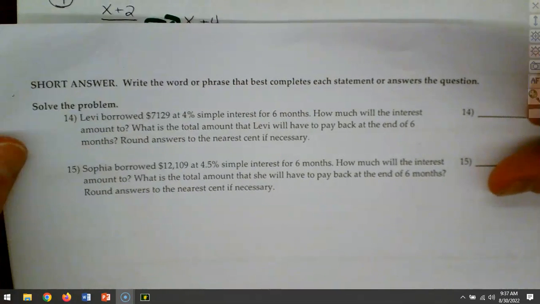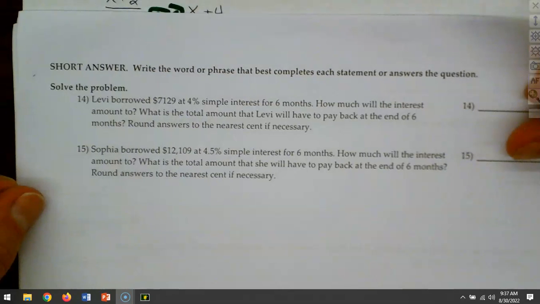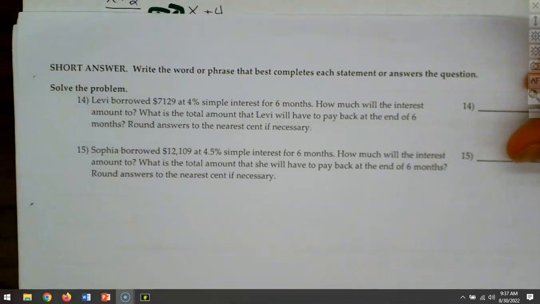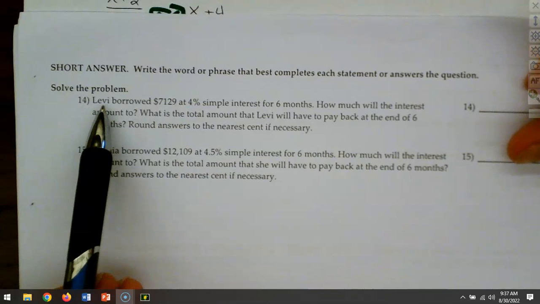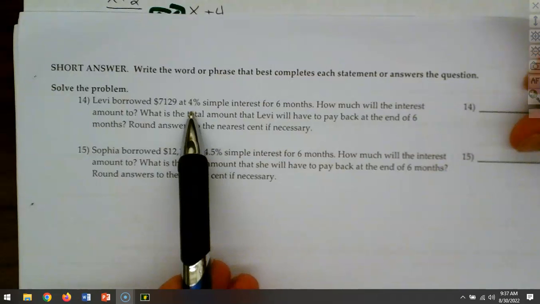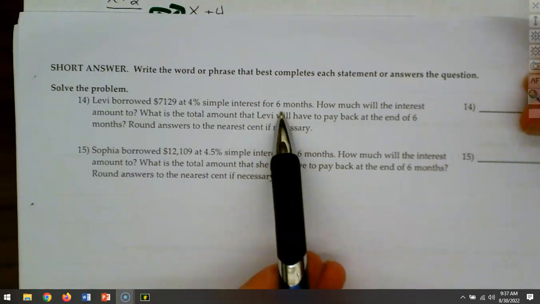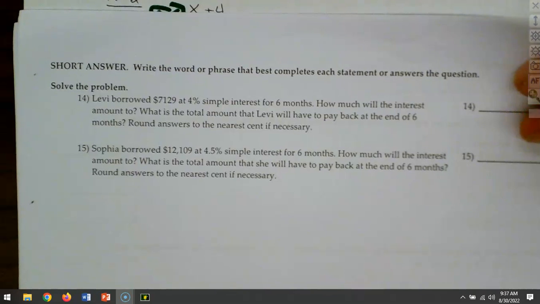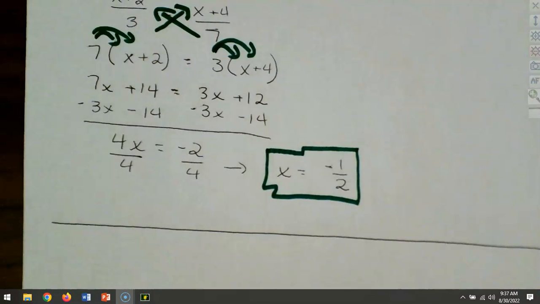So for this one, what we need to be careful of is we need to make sure that we have our time in terms of years, not months. So for question 14, I'm going to set it up, and I'll let you finish it. For question 14, Levi borrowed $7,129 at 4% interest. He's doing this for 6 months. We want to know how much he has to pay in interest and the total amount. So how do we set this up?